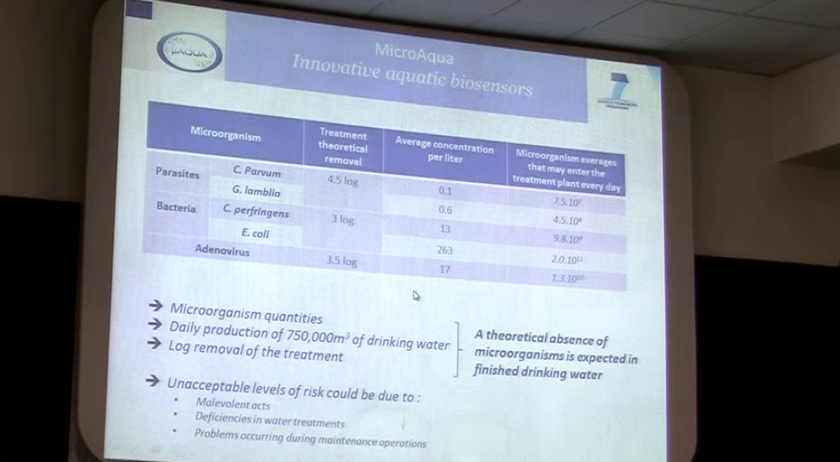Considering the microorganism quantities that may enter the treatment plant every day, a daily production of 750,000 cubic meters of drinking water, and the log removal of the drinking water treatment, a theoretical absence of microorganisms is expected in the finished drinking water. So an acceptable level of risk could be due to malevolent acts, deficiencies in water treatments, or problems occurring during maintenance operations.